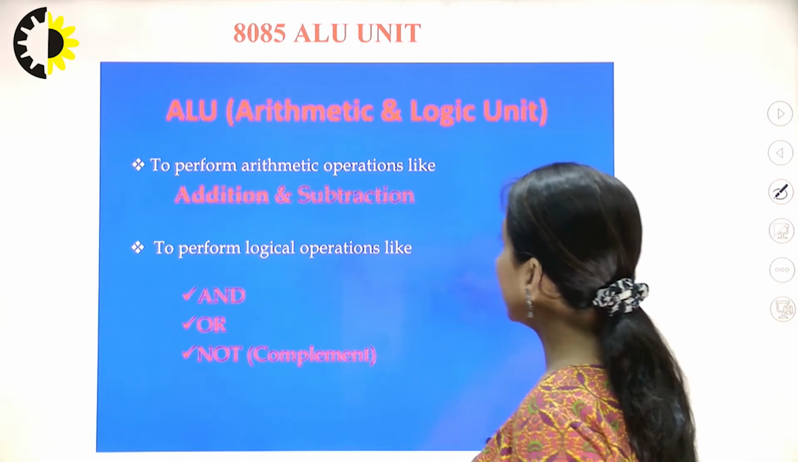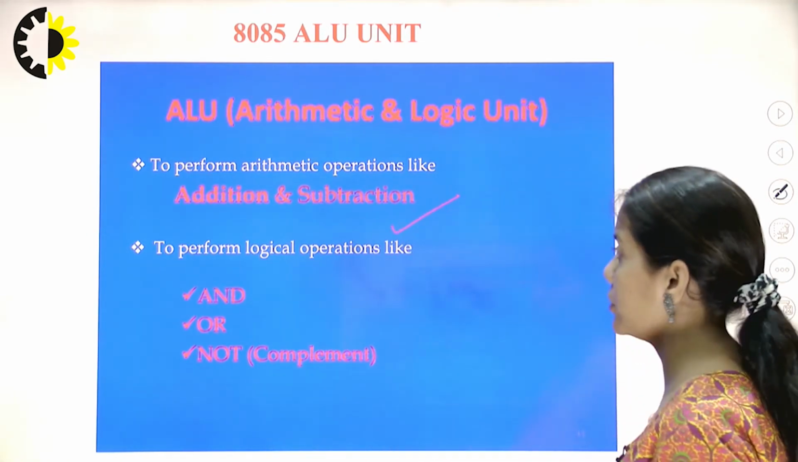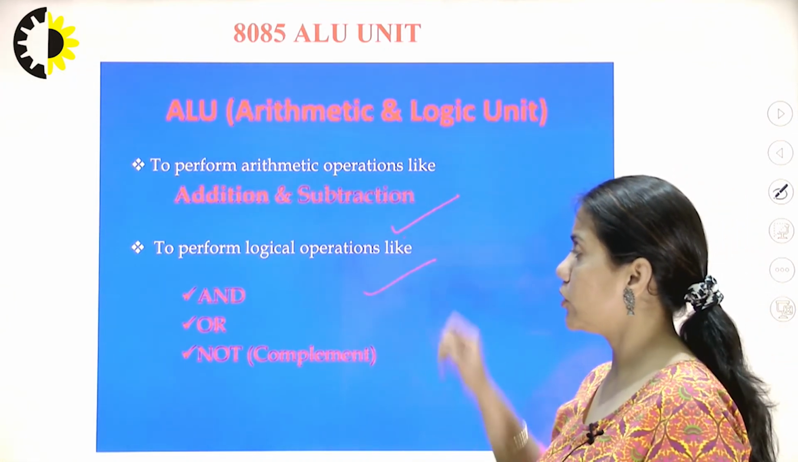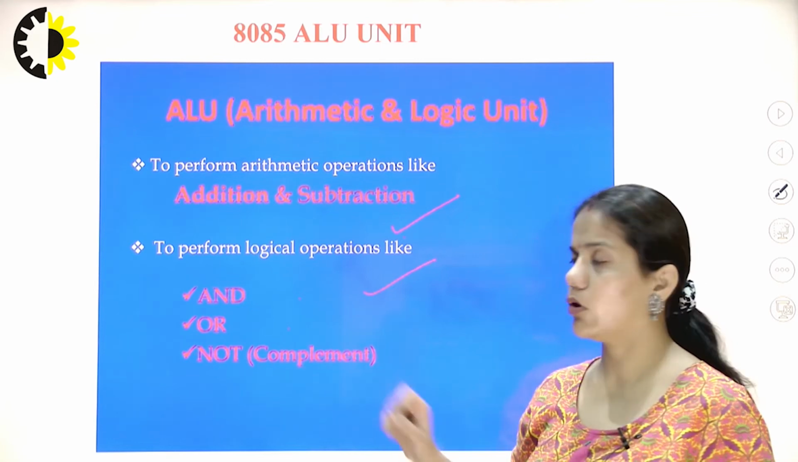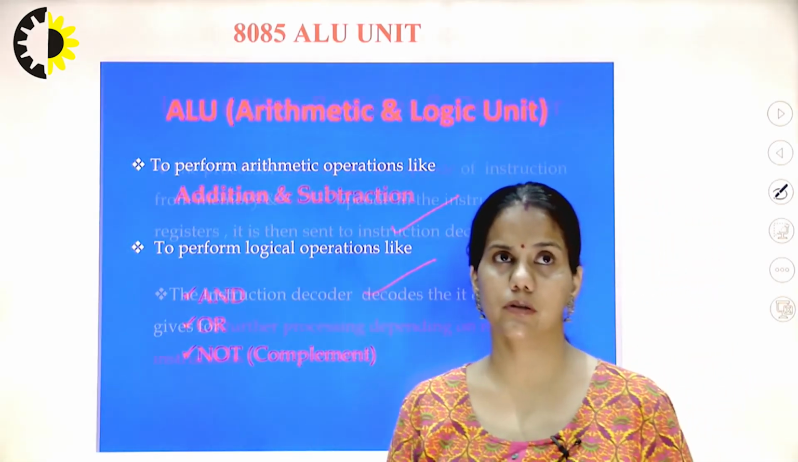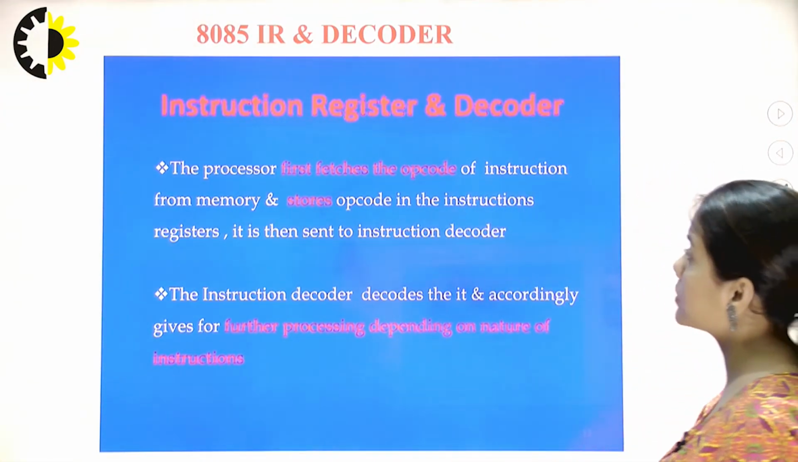When we consider the ALU, that is arithmetic and logic unit, addition and subtraction operations are there. To perform the logical operations AND, OR, NOT, compare, rotation, these are all logical operations. Next, the instruction register and decoder.